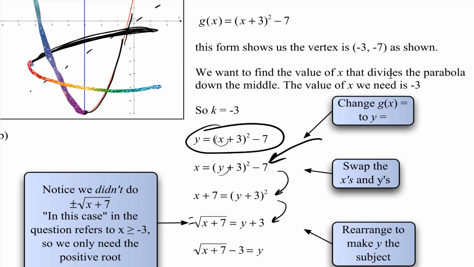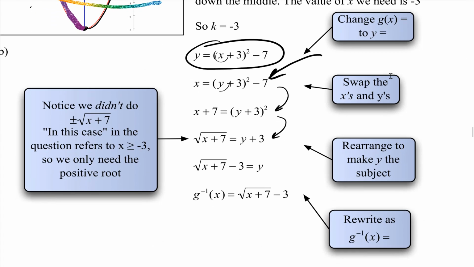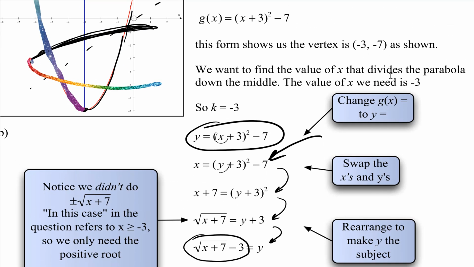it's the positive 1. Okay, after we've got that, I'm just going to subtract 3 from both sides here, and that is the inverse function, and just rewrite it as g to the minus 1 of x, that's the notation, is equal to root of (x + 7) minus 3. So that's the equation of this black part here.